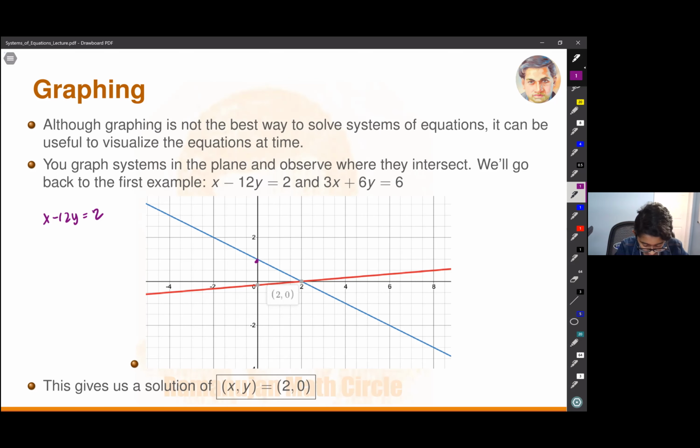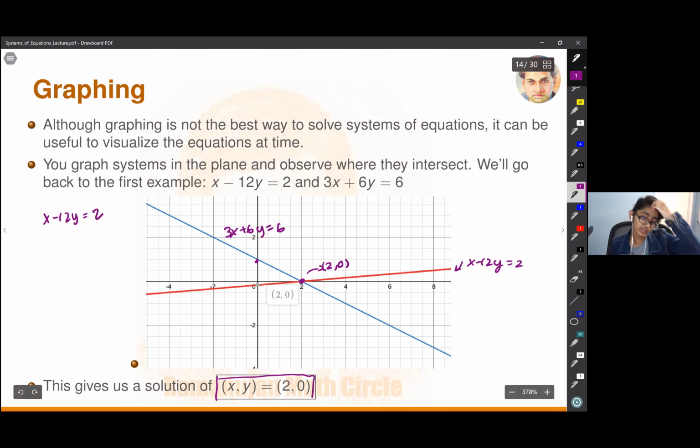And we would have to graph that part out, which is obviously this equation, x minus 12y is equal to 2. And then the other equation, 3x plus 6y is equal to 6, is this equation. You draw both of them out, you get an intersection at (2, 0), and then you get your answer. But right now we have the graph in front of us, so it looks easy, but graphing this entire thing is a really big headache.